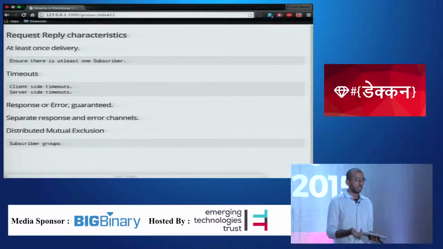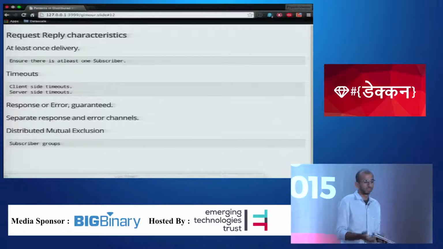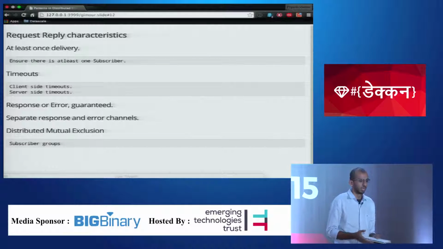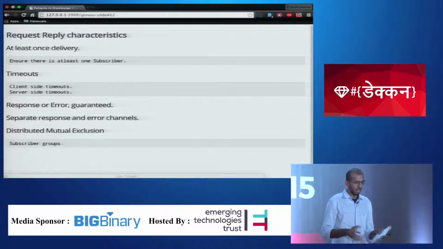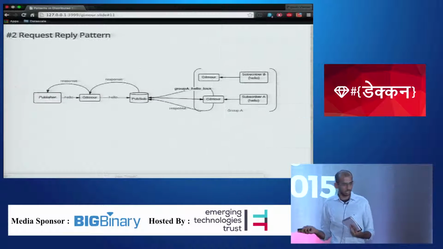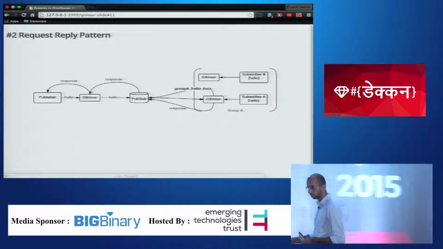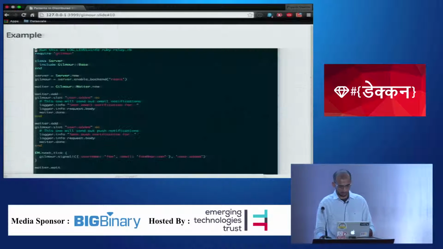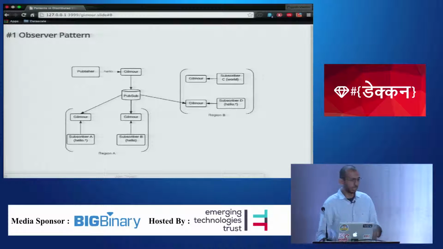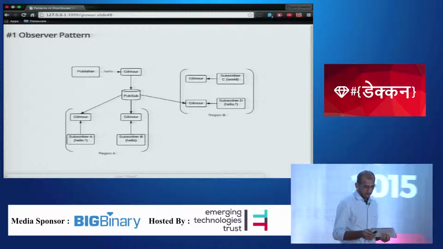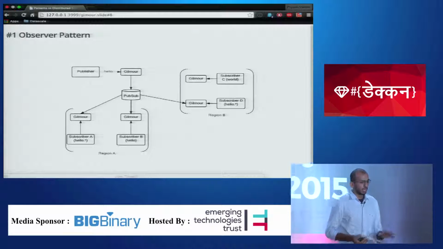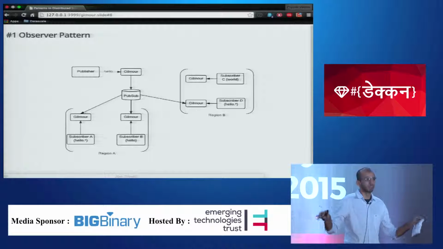Mutual exclusion. This is probably one of the most interesting parts of request response patterns. So the same set of subscribers, if we go back to this slide here, right? Now, think of it like subscriber A, subscriber B, subscriber C, and subscriber D are all separated in multiple regions of yours.